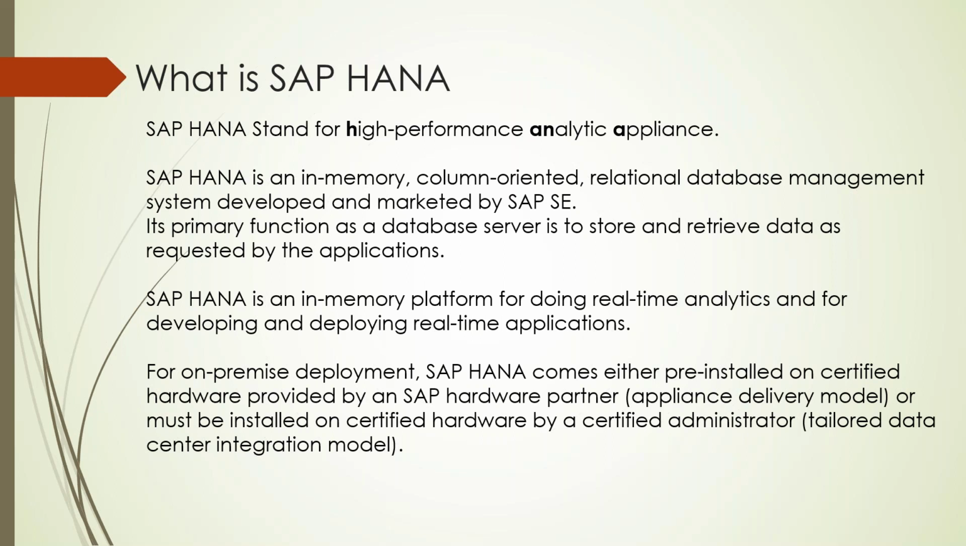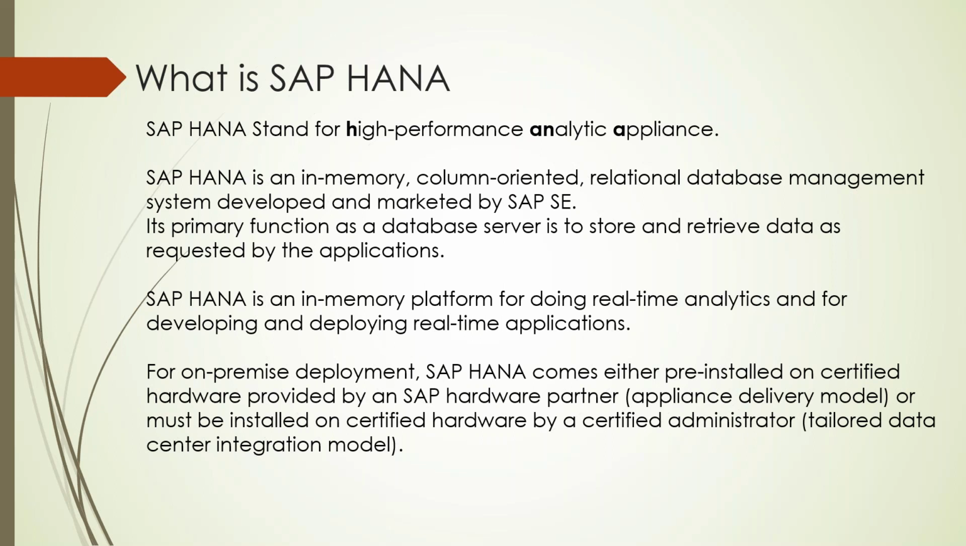for the deployment. One is what we call the appliance delivery model, and the second is the Tailored Data Center Integration model. So we have the appliance and the TDI. Tailored Data Center Integration, we call in short TDI models. So two models are there, appliance and TDI delivery models, in the HANA database. It is the customer's choice which model to choose. Appliance is basically costly, TDI is cheaper.